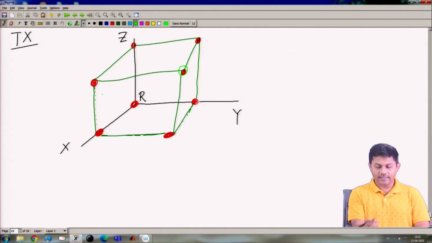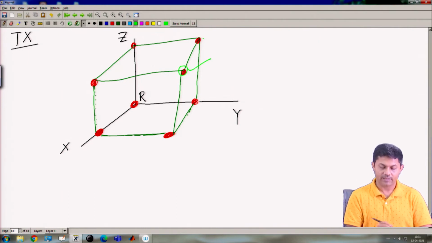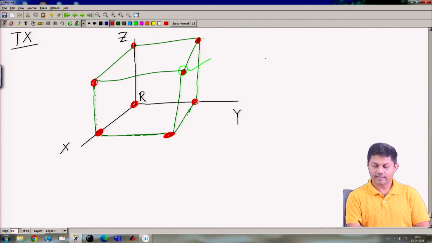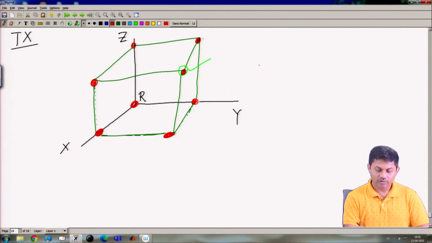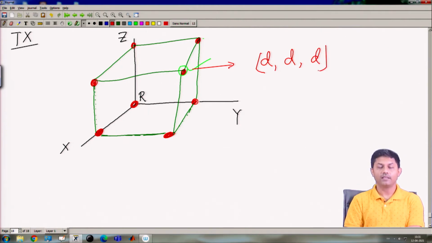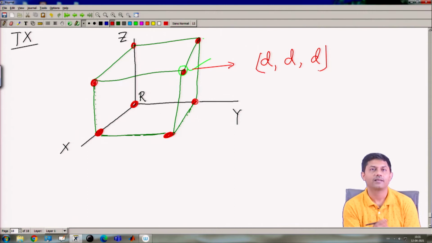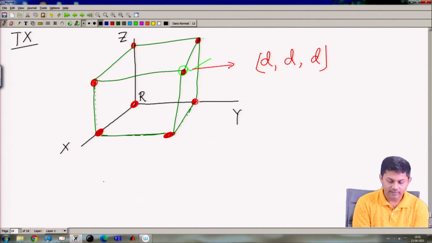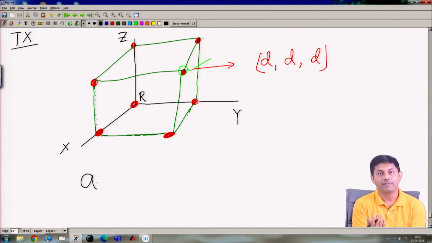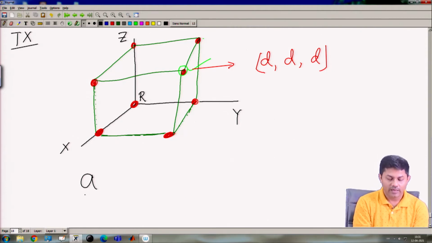So, now if I just take any one of the antennas, let us take this particular antenna. So, what would it be? Let us say everything is equally spaced. So, the position of this particular antenna is d, d and d, right. You can work out the different coordinates for the rest of the antennas, right. So, what is my array manifold vector? How many elements in the array manifold vector should be there? There are 8, because there are 8 antennas. So, A bar T will have 8 components.